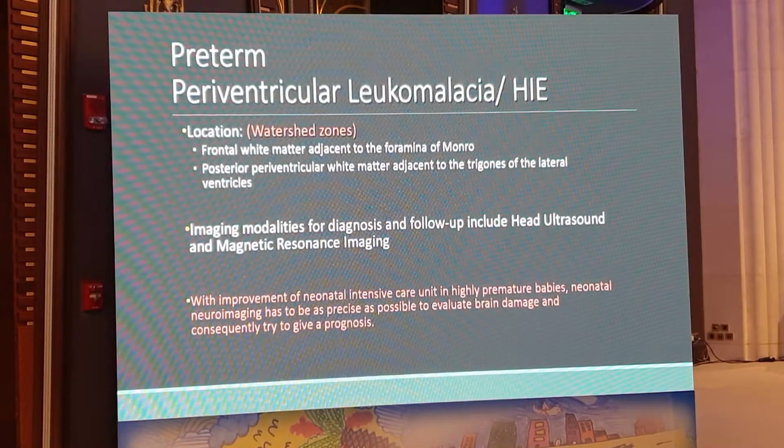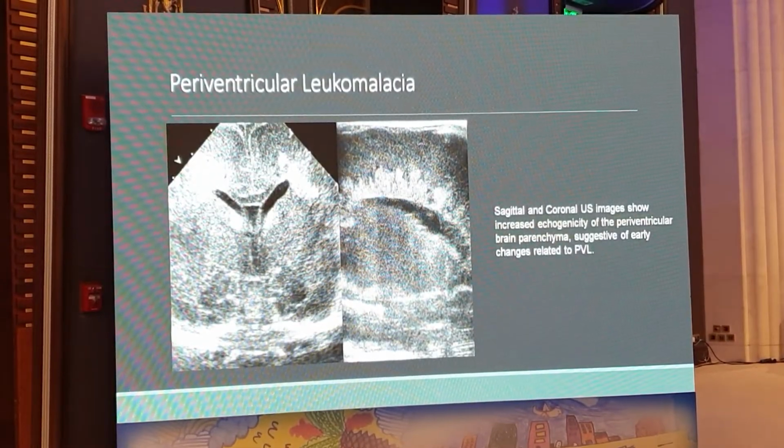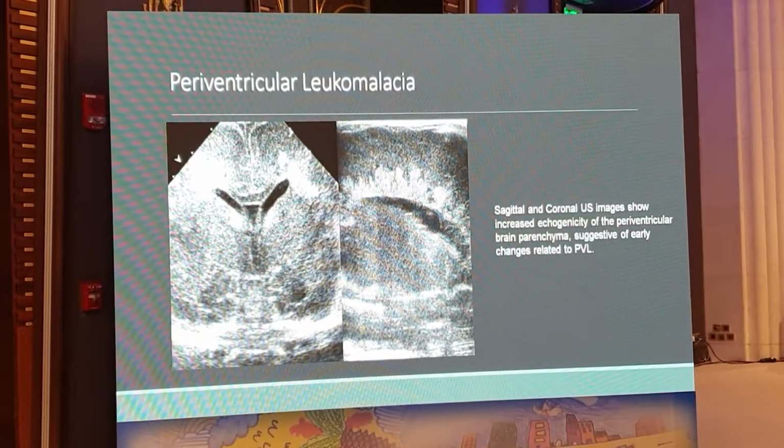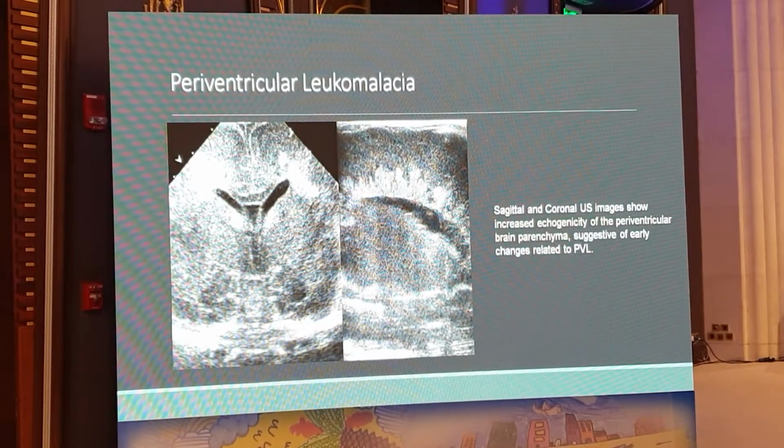Imaging modalities for diagnosis and follow-up include head ultrasound, and MR is crucial. This ultrasound shows periventricular leukomalacia. You can see the echogenicity around the frontal horns of the lateral ventricles. There is a tiny hypoechoic area that's related to early cystic changes.